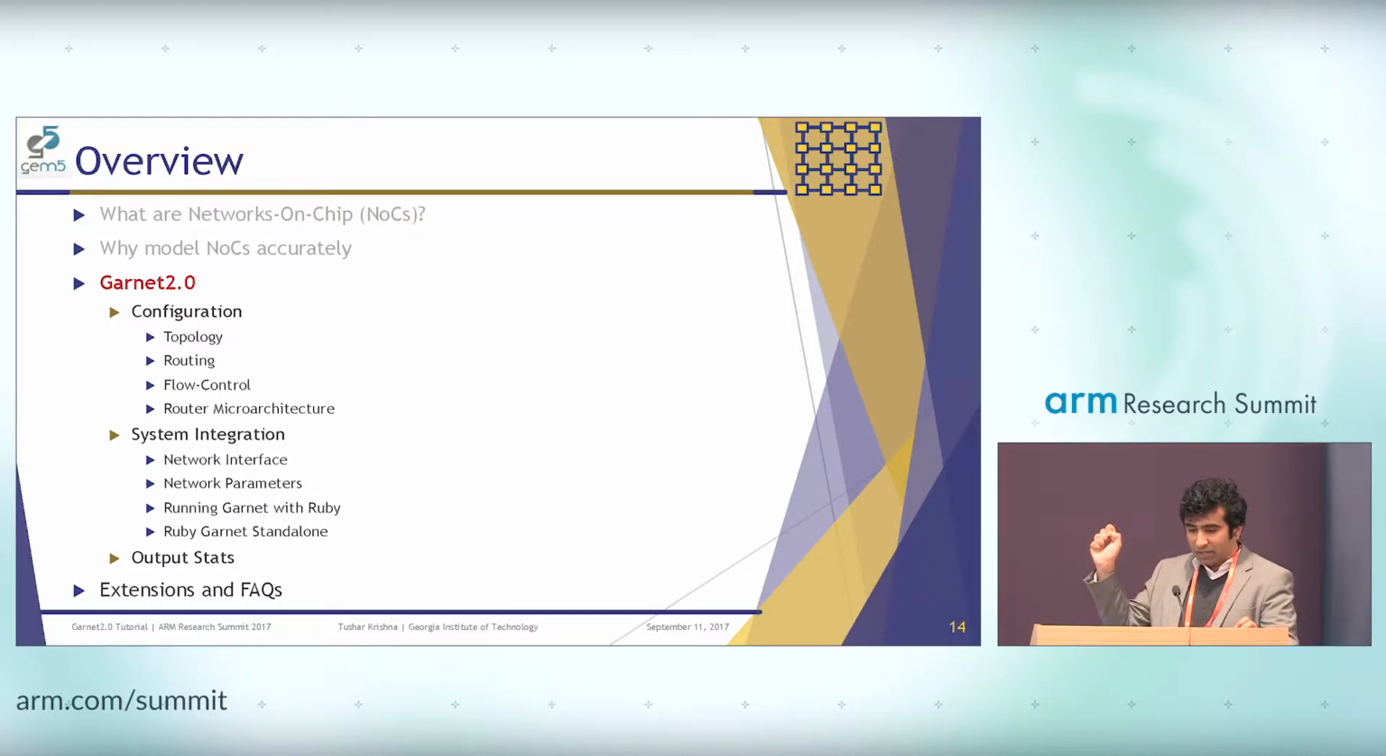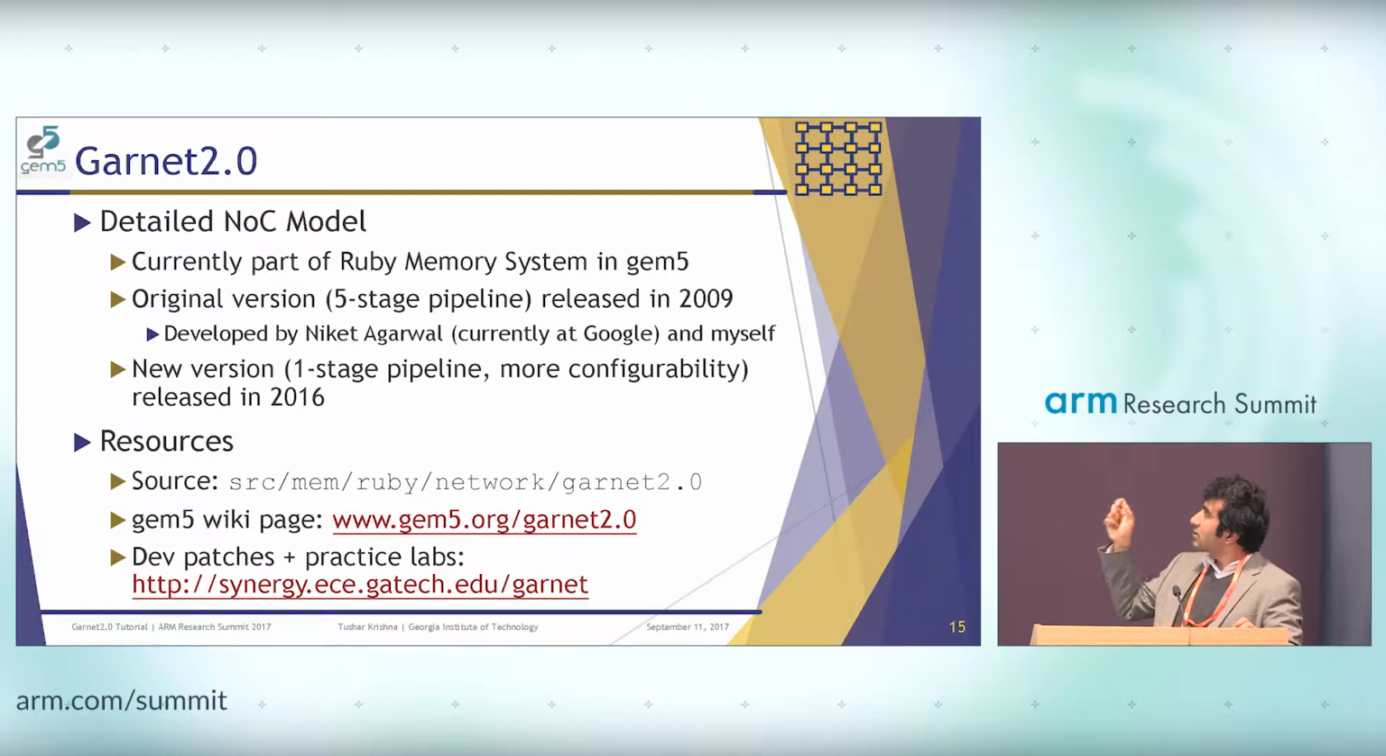So just a brief history about Garnet. This is currently part of the Ruby memory system. It's not part of the classic memory system. The original version that was in GEMS was a 5-stage pipeline, which was released in 2009. And that was developed by Niket, who's at Google right now. And the new version was released last year. And these are just some resources.